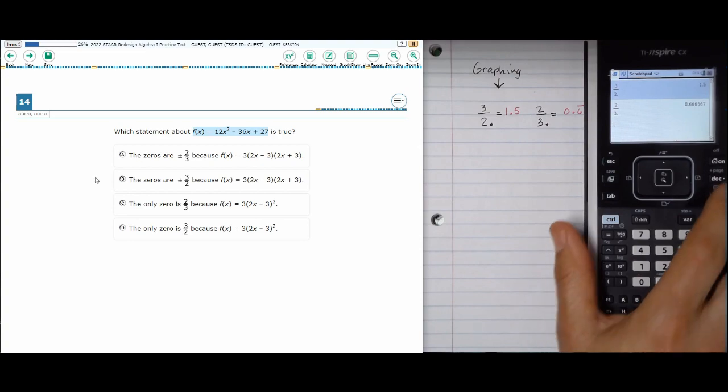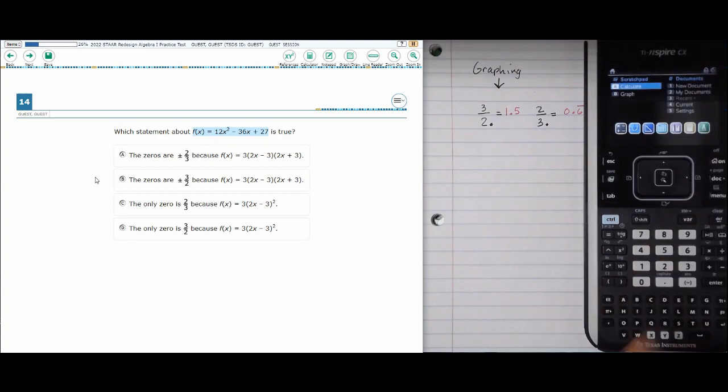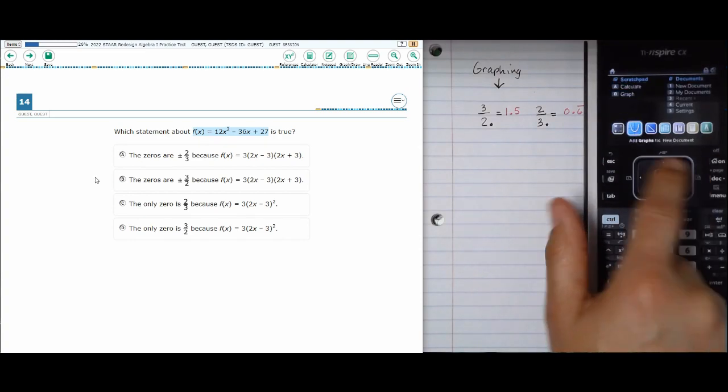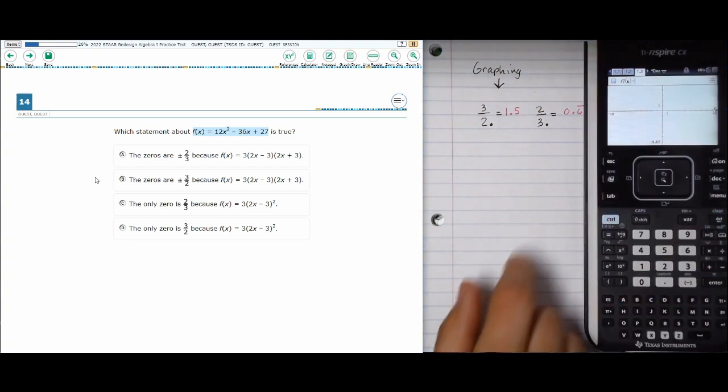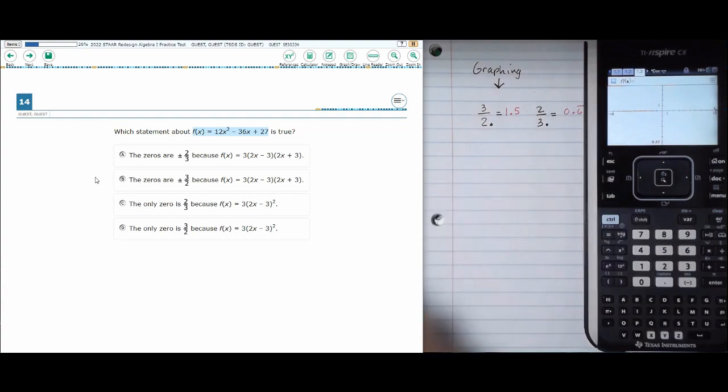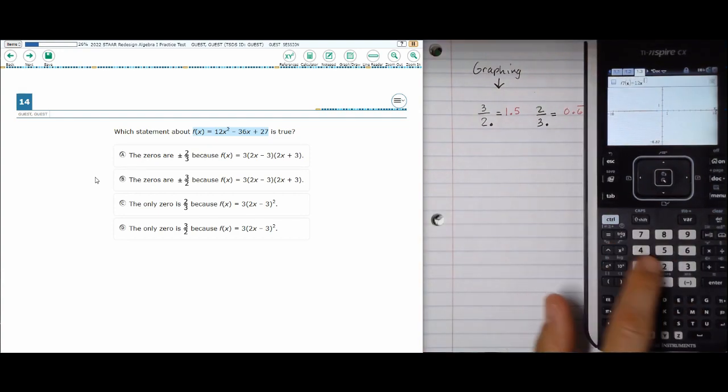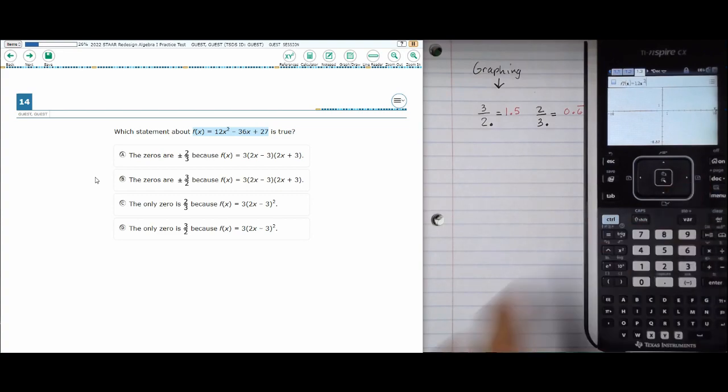Now to graph it, I want to go home. And then I'm going to go down to graph, down here at the bottom where it says add graphs. It brings up my f of x tab, and I'm going to type it in. So I have 12x to the power of 2, and then I have minus 36x plus 27. Now notice it matches exactly what the test says. I'm going to hit enter, and there's my parabola.